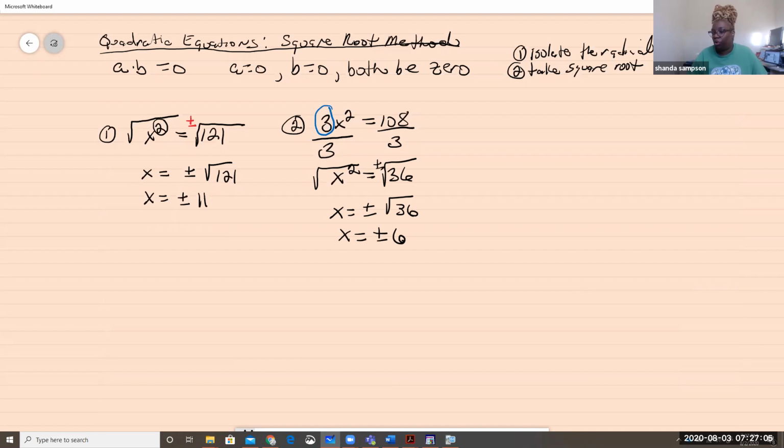Let's check a different one where it might not be so easy to see what you need to do. This is probably an easier example, but I just want to show it to you. Let's say we had x plus 2 squared is equal to negative 25.